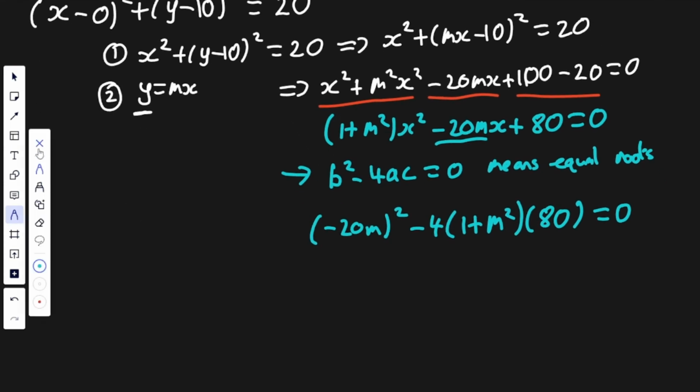Now expanding, we get 400 m squared, minus, 20 squared is 400, m squared, it's just m squared. Minus, and I'm going to first times the 4 by the 80.